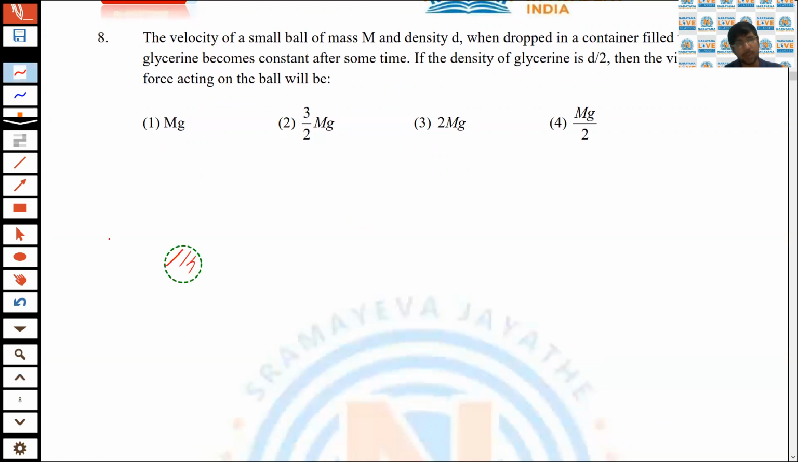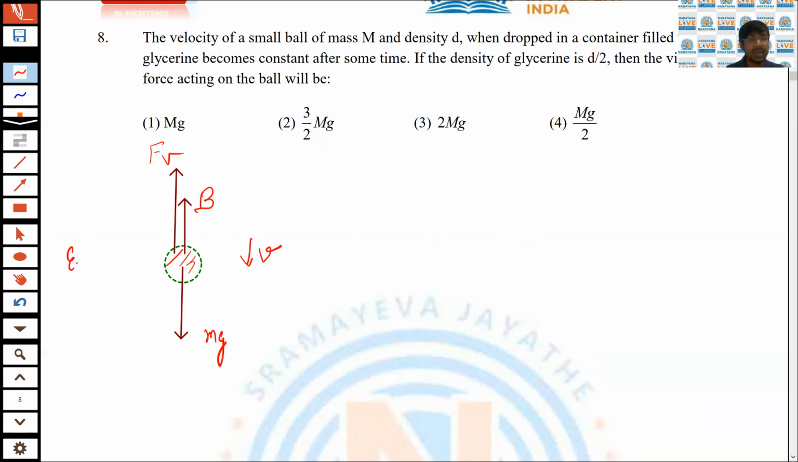So let's take a ball and let's apply the forces. See, this is the mg force acting on the ball. And obviously, if it is in a fluid, there will be a certain amount of buoyancy acting on it. We have written this force by B. And now let us write the viscous force. Since this ball is moving downwards, because the density of the glycerine is less than the density of the ball, the viscous force will be acting upwards.